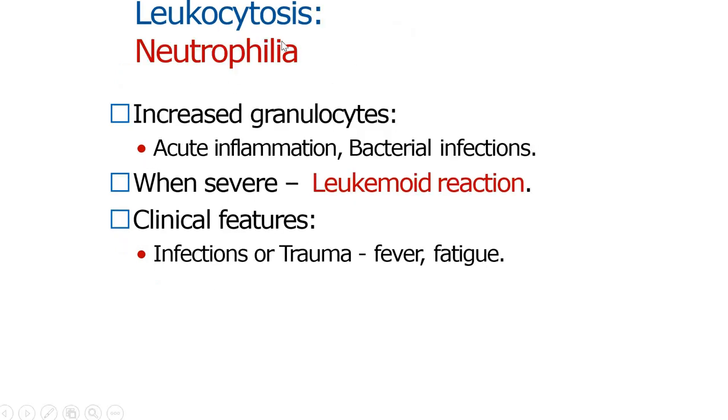So leukocytosis, which means the count is increased. Okay, so when do you see increased count? We can see it in cases of acute inflammation, or in cases of bacterial infections. And when it is very severe, what is the normal count? I told you 4 to 11,000. When the count is extremely increased, that is more than 11,000, sometimes in leukemoid reaction it can go up to 50,000. So in extreme infections and inflammation, that is what is referred to as the leukemoid reaction.